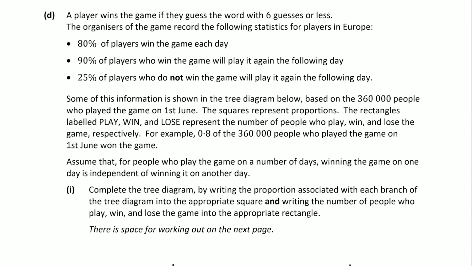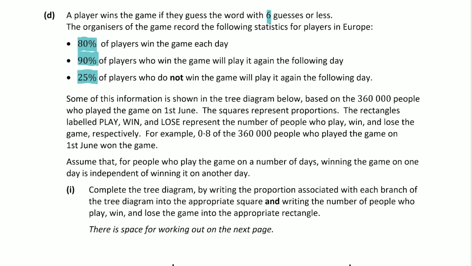Now, in the final part of this question, we're dealing with a tree diagram. It tells us that a player wins the game if they guess the word with 6 guesses or less. The organisers of the game record the following statistics for players in Europe. So 80% of players win the game each day, 90% of players who win the game will play it the following day, and 25% of players who do not win the game will play it again the following day.